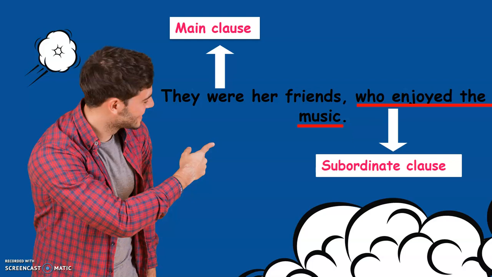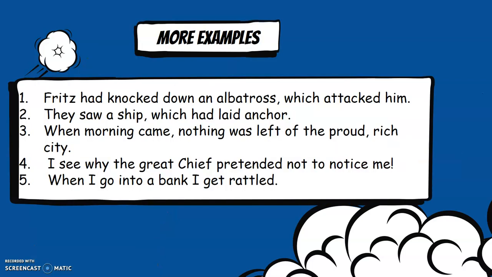Now let's see more examples. First one, Frizz had knocked down an albatross which attacked him. Now see the first part. Frizz had knocked down an albatross. Does it make complete sense? Yes. So it is an example of a main clause. And which attacked him is a dependent clause because it is incomplete. If we want to complete it, we have to take help from the main clause. So it is an example of a subordinate clause.